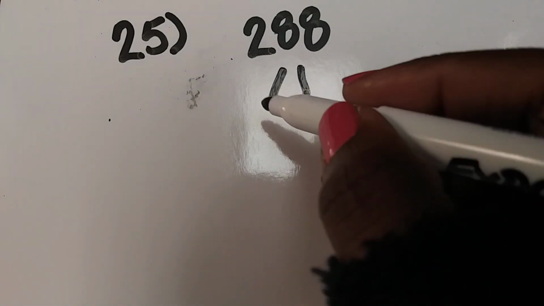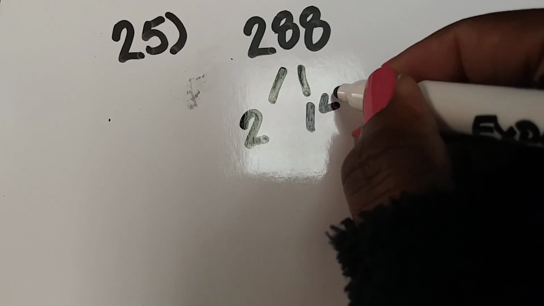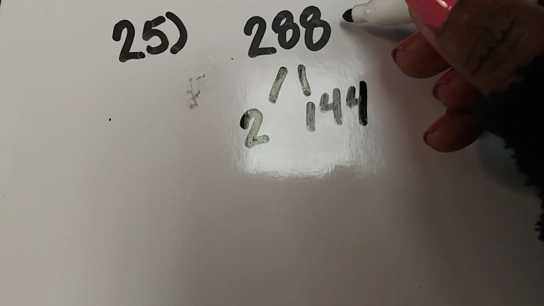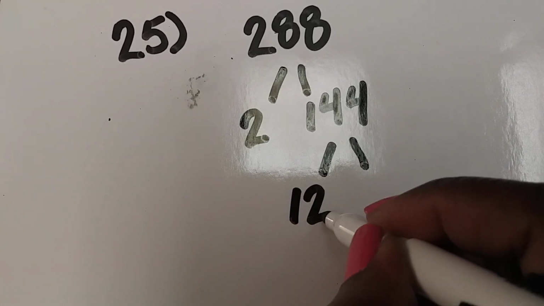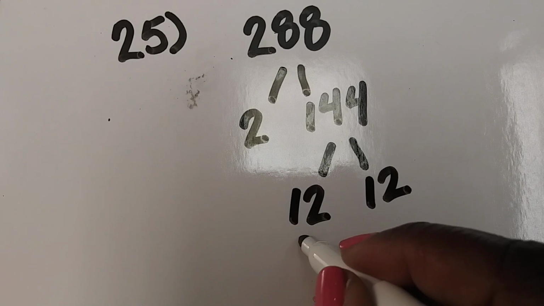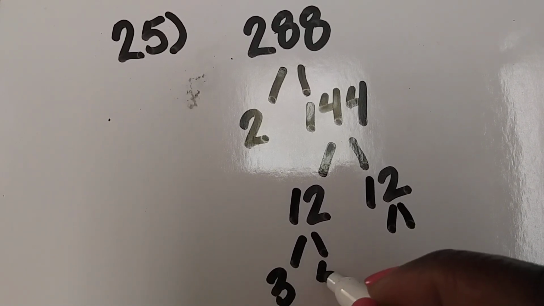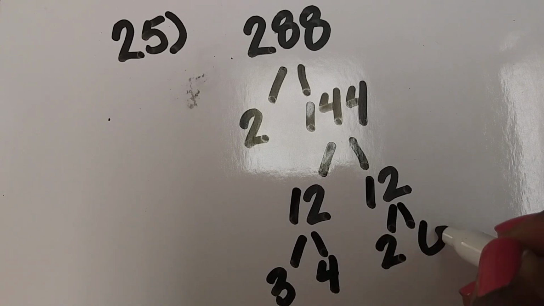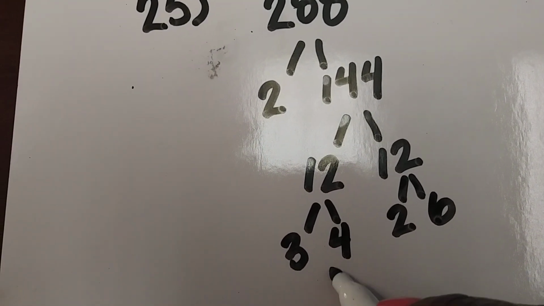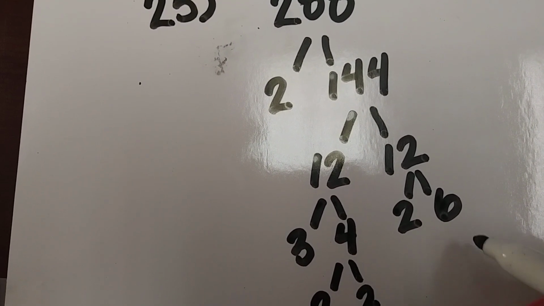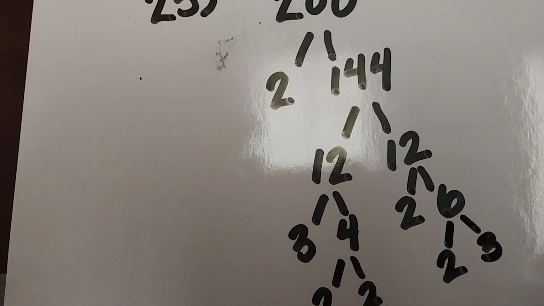I know that 288 is divisible by 2, and I know 2 times 144 equals 288. Break down 144, I know it's 12 times 12. Break down 12, which I know is 3 times 4, or I could have said 2 times 6. If I break down 4, I'll get 2 times 2, and then 2 times 3 for 6.